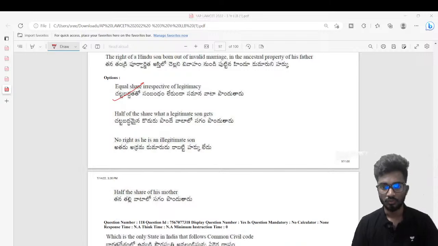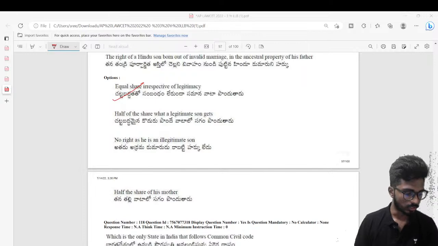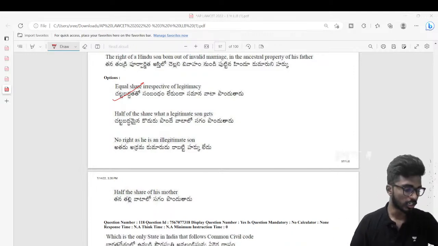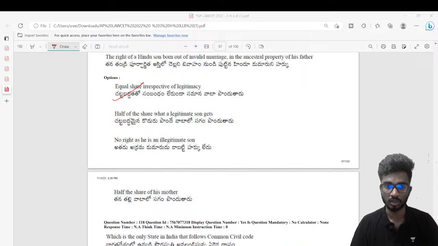So whatever it is, he will get equal share in ancestral property. We are talking only about ancestral property. Yes, one is the right answer. So ancestral property means property from his grandfather, from his great grandfathers. But when it comes to acquired property, the property the father acquired, it is the father who will decide who has to get the property. But when it comes to ancestral property, sons will have equal share irrespective of whether the son is legitimate or not. Right? Next.